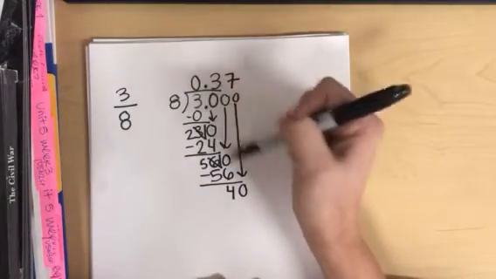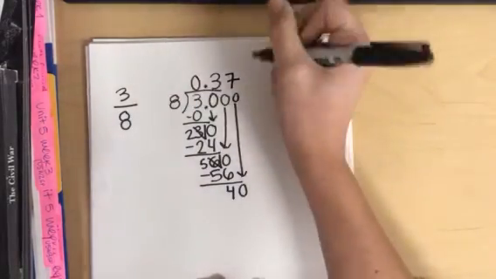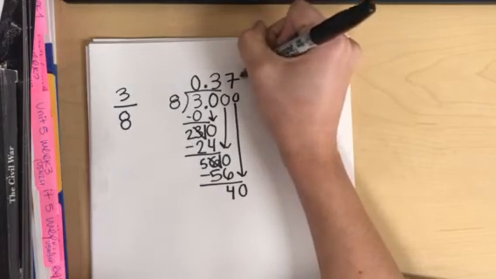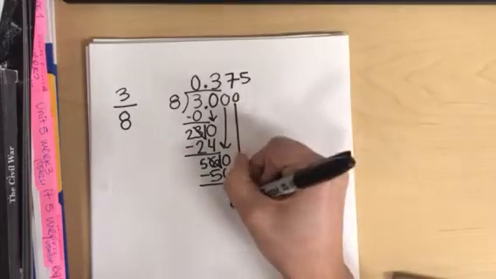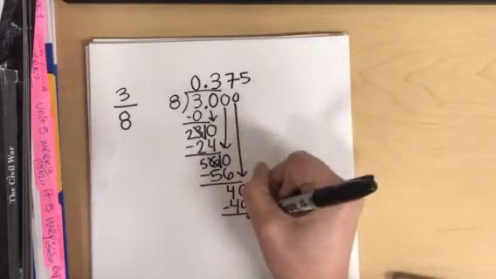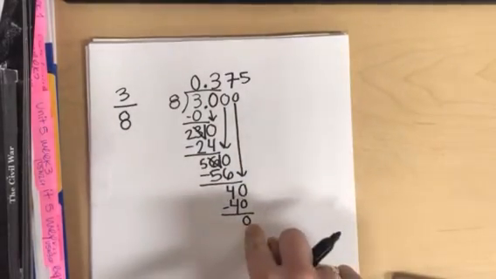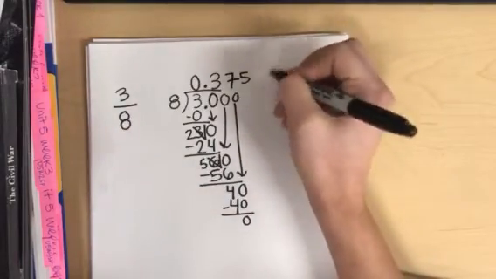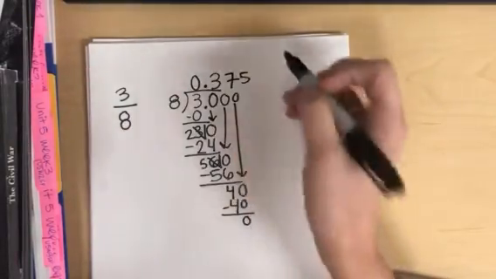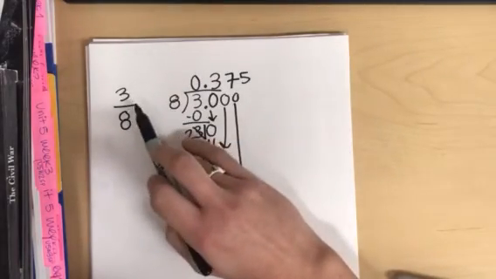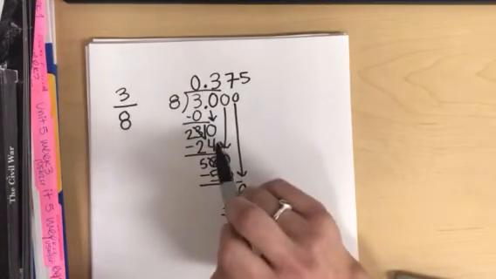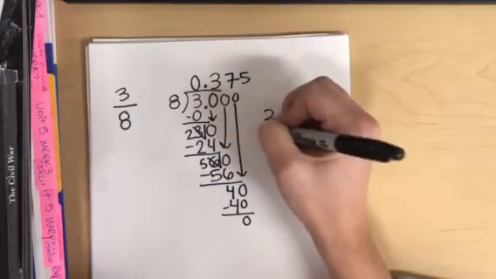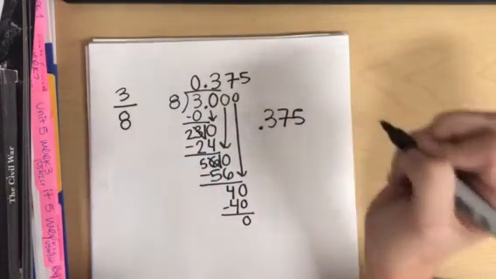So 8 goes into 40. How many times? 5. 8 times 5 is 40. 40 minus 40 is 0. So you've come to an end. So that's how you know, because if you keep bringing zeros down, it's just going to go in 0 times. So that's how you know you are done. So 3/8 in decimal form is 375 thousandths.